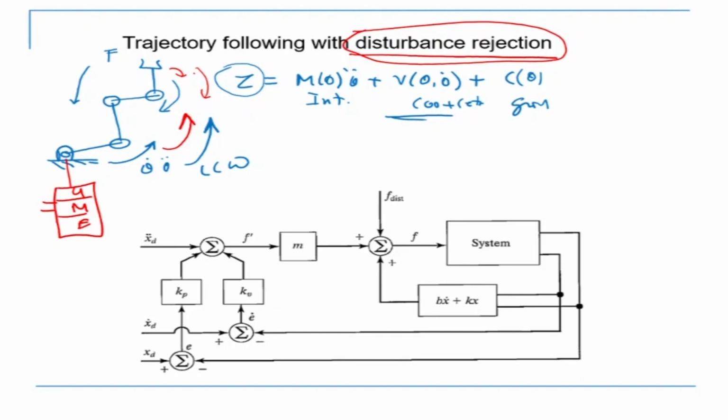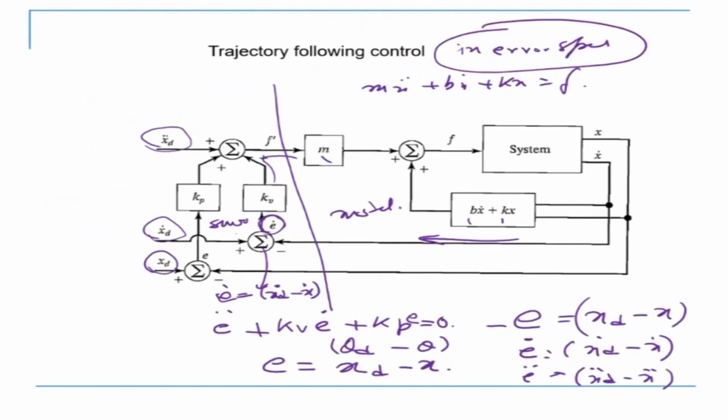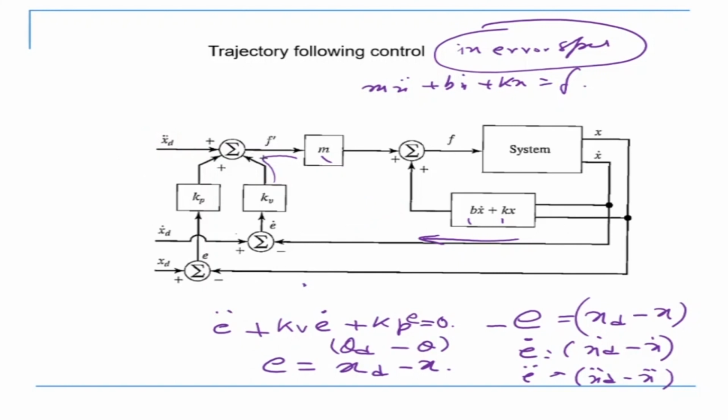So if you look at the previous figure that we talked about, let me just rub this out. Here, this is a trajectory following controller. On one side we have a model, this is my model, and this is my servo part. So we have partitioned it like this, into a model part and a servo part. But here we are still completely ignoring the dynamics.